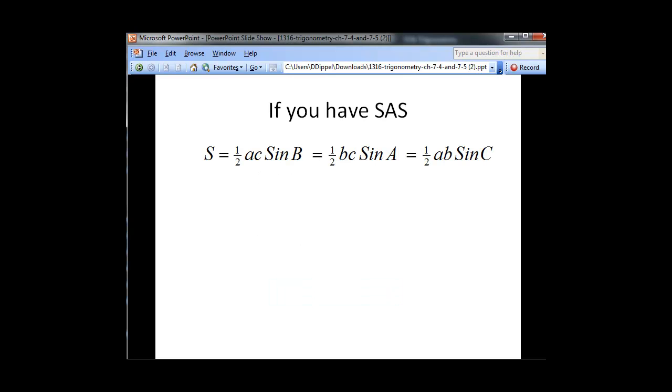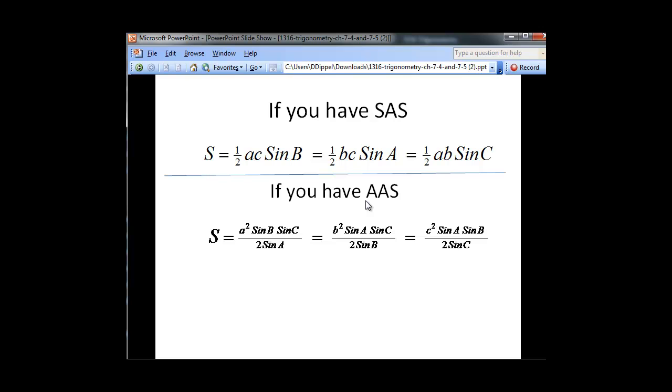Okay, if you have a side, an angle, and a side, you can use S, our area, is 1/2. You multiply the two sides together, and you take the sine of the angle that is in between the two sides. And you can pick any order. You can do B and C sine A, and B sine C. But it's two sides multiplied together times the sine of the angle that's in between them.